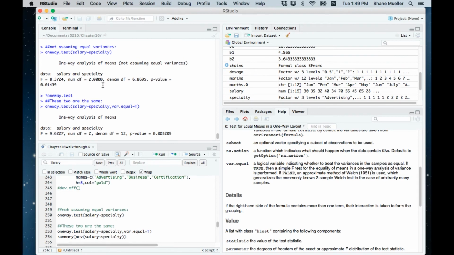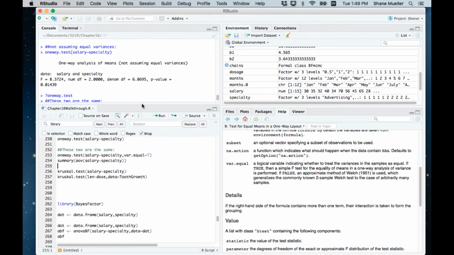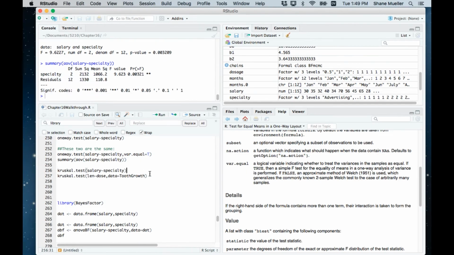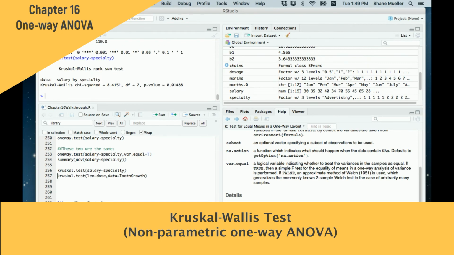It's called Welch's one-way ANOVA, I guess, and it doesn't assume equal variances. So that's one approach. We can also do a non-parametric test, and the most common non-parametric equivalent of one-way ANOVA is the Kruskal-Wallis test.